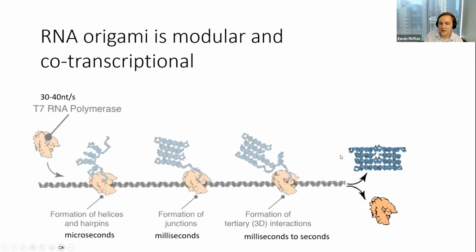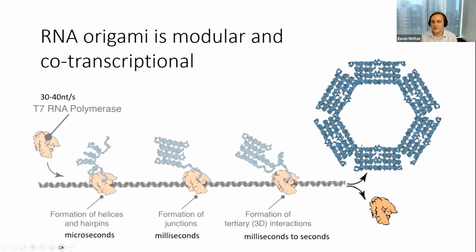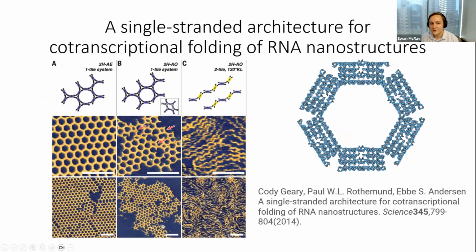And then finally, we have this maturation of our fully folded RNA origami, which can then go on to assemble into higher order structures intermolecularly. And this architecture was published in 2014 by Cody Geary, Paul Rothemund, and Ebbe Andersen. And they showed that using this architecture, we can get these extended lattices and really complex patterns and structures.